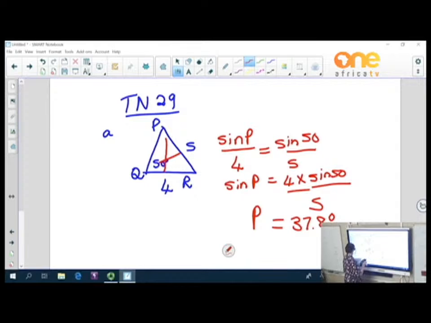Yeah, 37.8 degrees there for P. Now, it's easy now to get R from there. You don't even need to do calculations. We can just say then that 180 minus that one minus 50 degrees, 180 minus 50 minus 37.8, and my answer is 92.2 degrees. So I can just get the answer there.